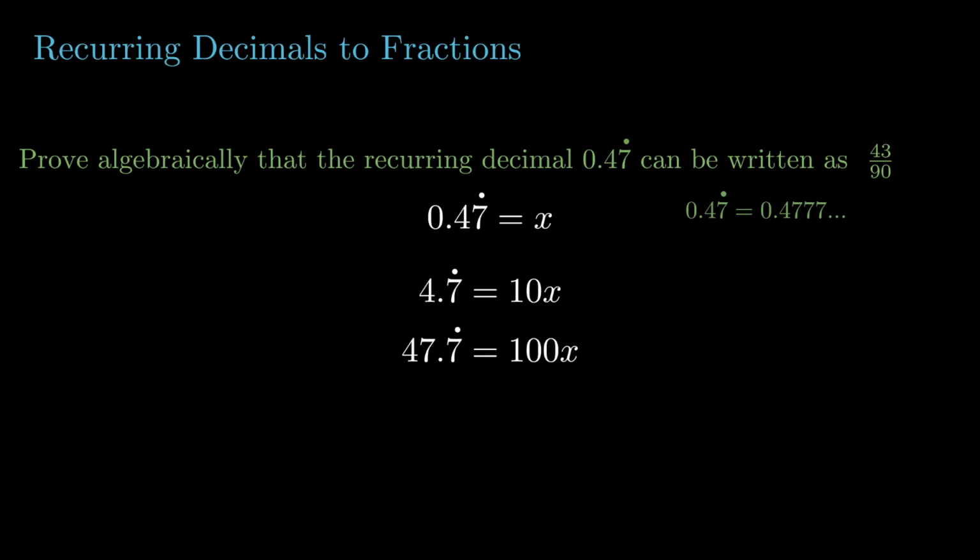As you can see, the third line and second line can be subtracted from each other as the 0.7 recurring cancel out. We subtract them, so the answer that we get is 43 is equal to 90x. Now the last step is we divide both sides by 90, so we get 43/90 is equal to x, and as you can see, that's our final answer. So 0.477 recurring can be written as 43/90.